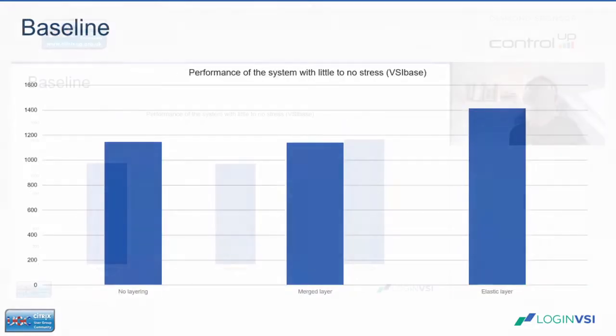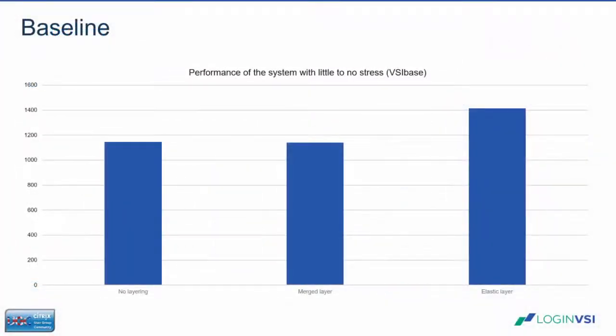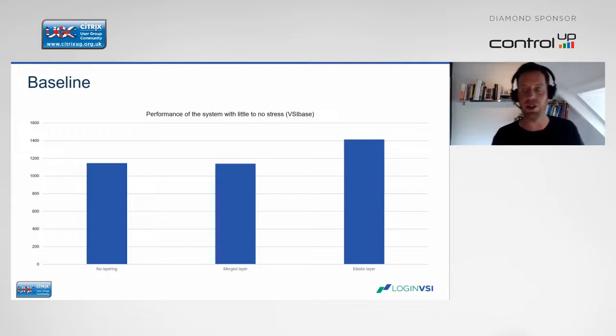With the baseline, we see the opposite. This number needs to be as low as possible. No layering, we're at 1140 something. Same with the merged layer because it turns out to be exactly the same. And then the elastic layer, we jump to 1400 milliseconds. So your users are definitely going to notice this.